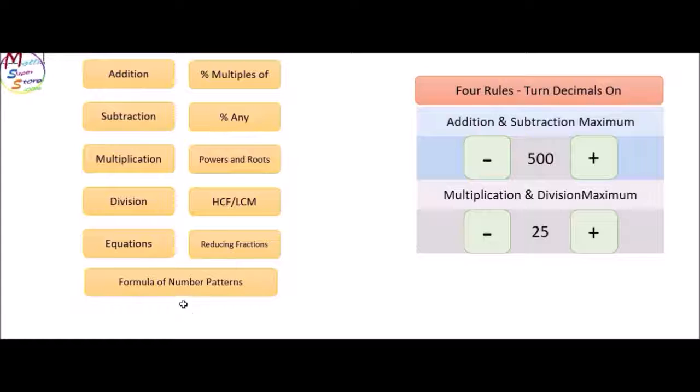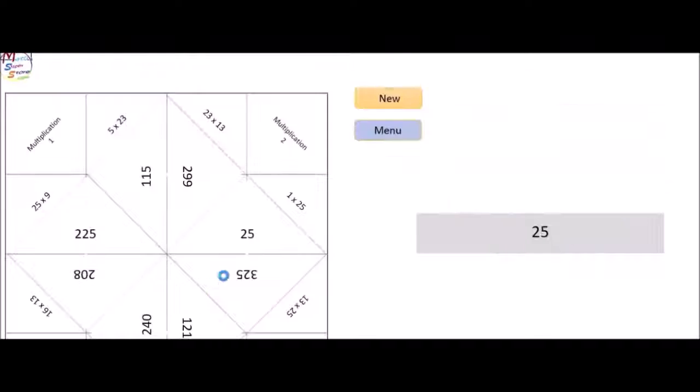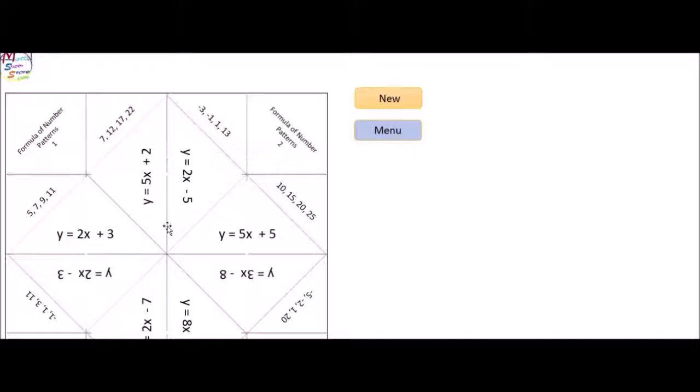If we choose formulas of number patterns, and we see the cootie catcher here or the paper fortune teller here, we fold it up and then we can play our paper fortune telling game, and then we press new and we can generate as many of these as you want.